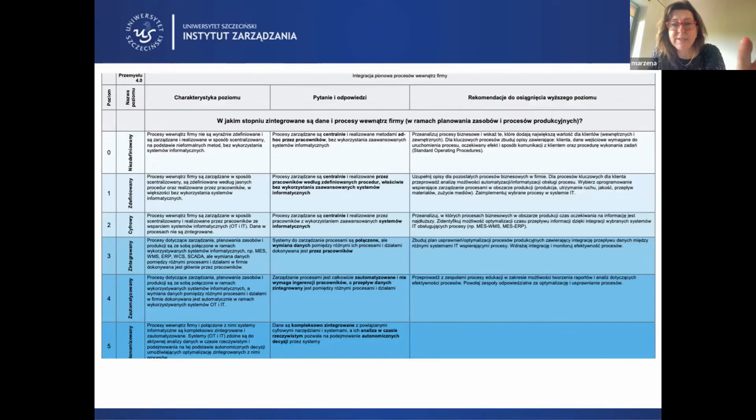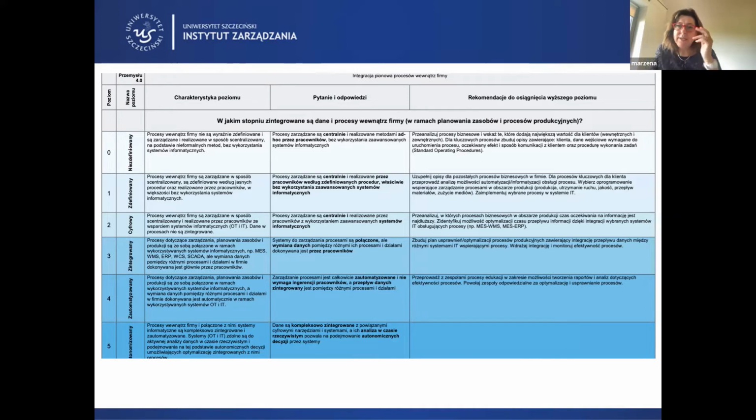And finally, we have for this question 5, as you can see, the first column is the levels, as I said, level 0 and level 5, which is the most advanced. Then we have the characteristic of the level. Then in the middle, we have a column with this question, which you already saw. And if the company chooses the question, for example, of level 2 or level 3 or level 1, then in the last column, we have some kind of recommendation.